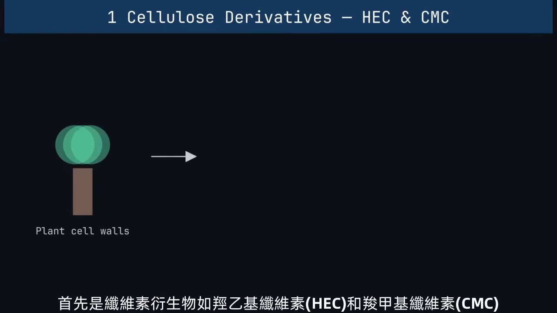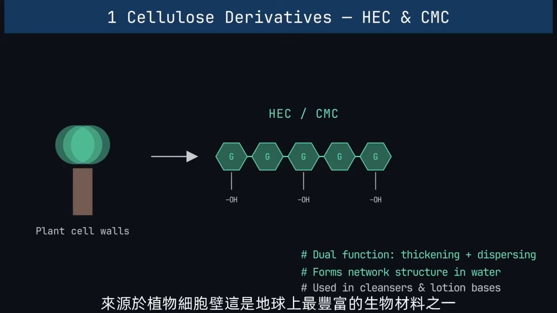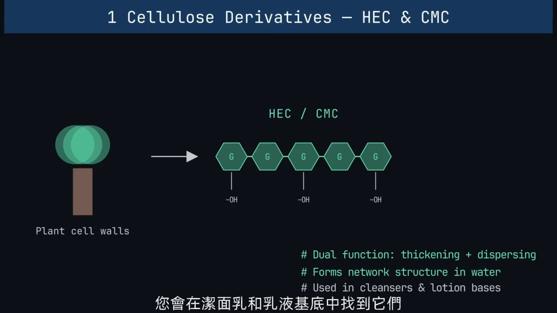First, cellulose derivatives, like HEC and CMC. Sourced from plant cell walls, one of the most abundant biomaterials on Earth. They work double duty, thickening the formula while stabilizing dispersed particles. You'll find them in cleansers and lotion bases.